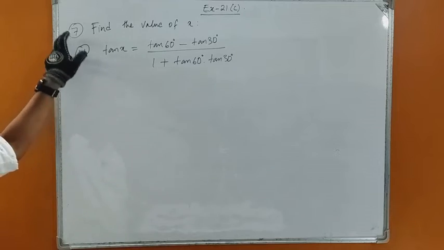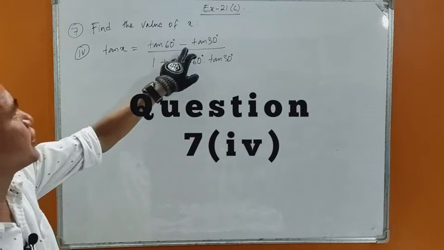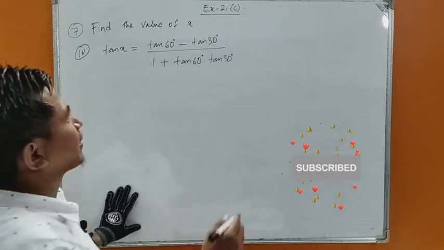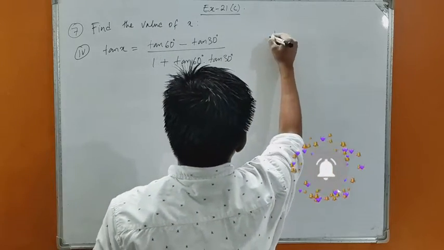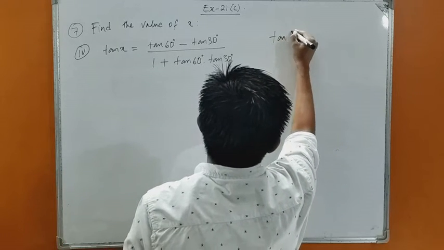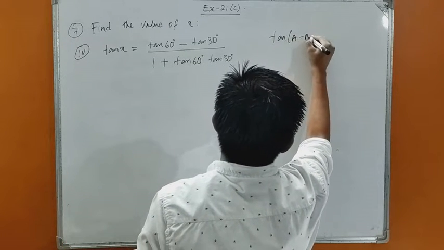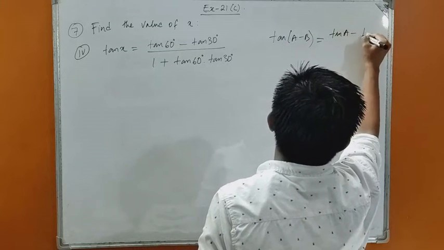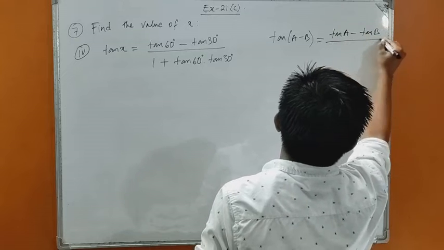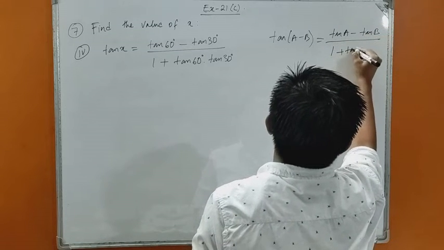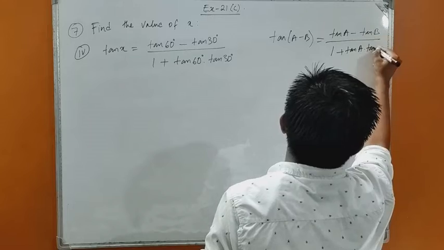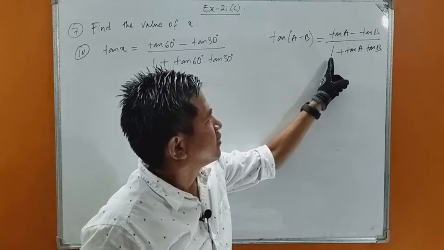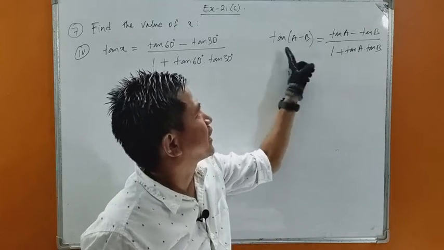Let's do question number 4 of 7, okay? tan x equals tan 60 minus tan 30 over 1 plus tan 60 tan 30, isn't it? Actually, in higher mathematics, there is a formula called tan (a minus b). Tan (a minus b) is tan a minus tan b upon 1 plus tan a tan b.